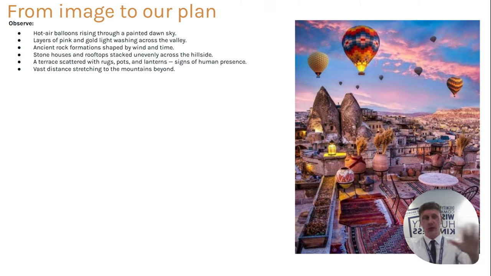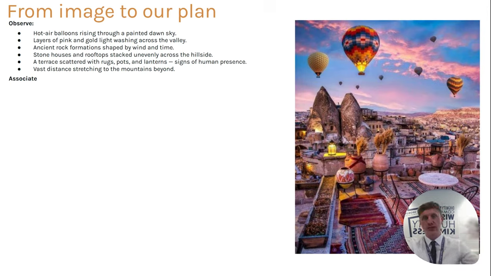We can see stone houses and rooftops, and we can see how they're stacked rather unevenly across the hillside. We can see a terrace in front of us, where the photograph is taken from. We can see rugs and pots and lanterns, that indication of human presence. And then we can see more generally that vast sense of distance, the vastness of the landscape stretching out to the mountains beyond. So that's literally what we can see. I'm just describing what I can see in the image.